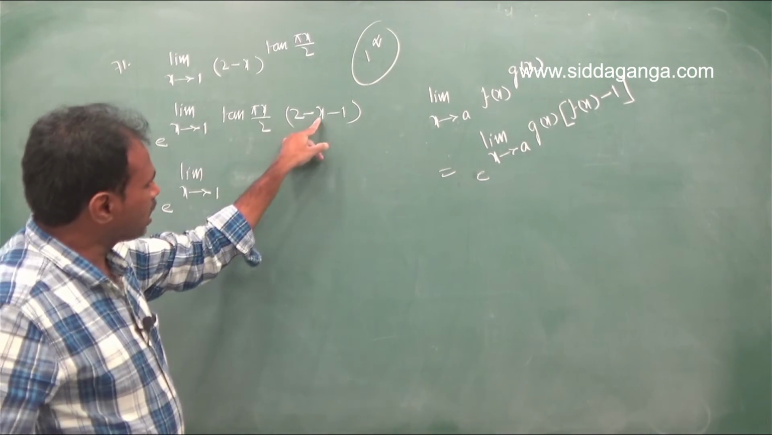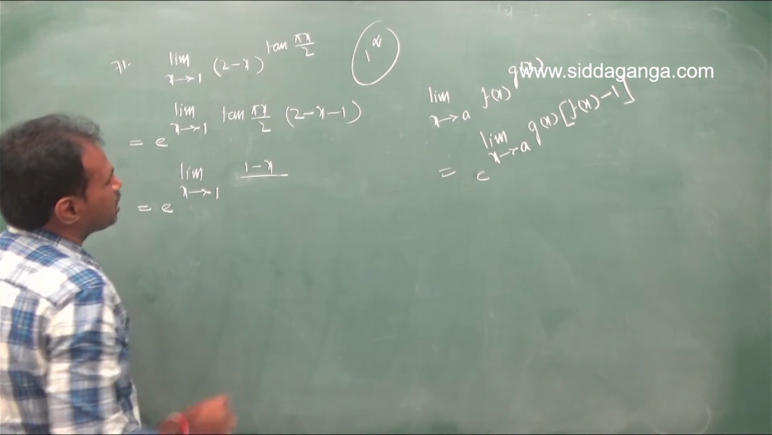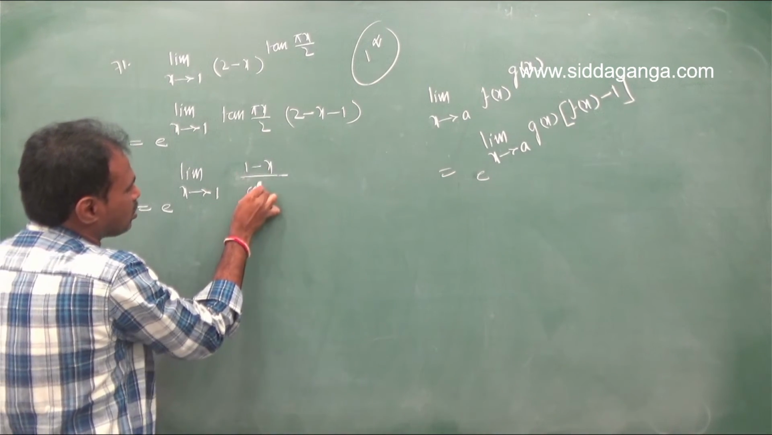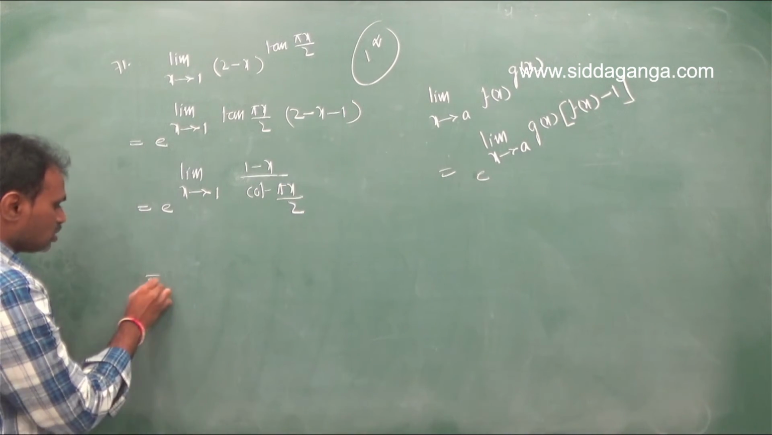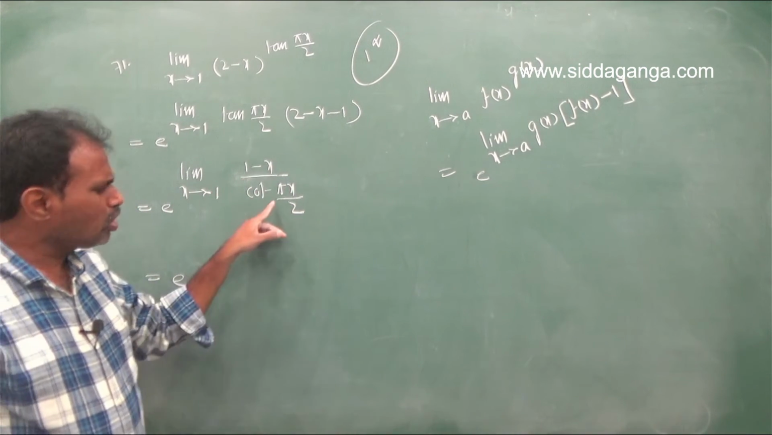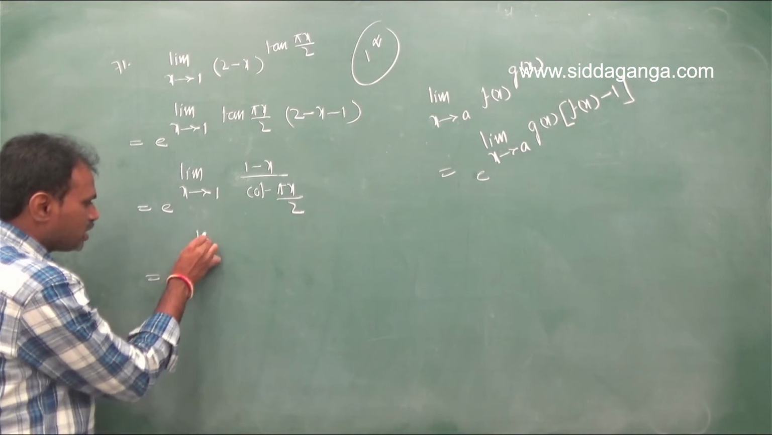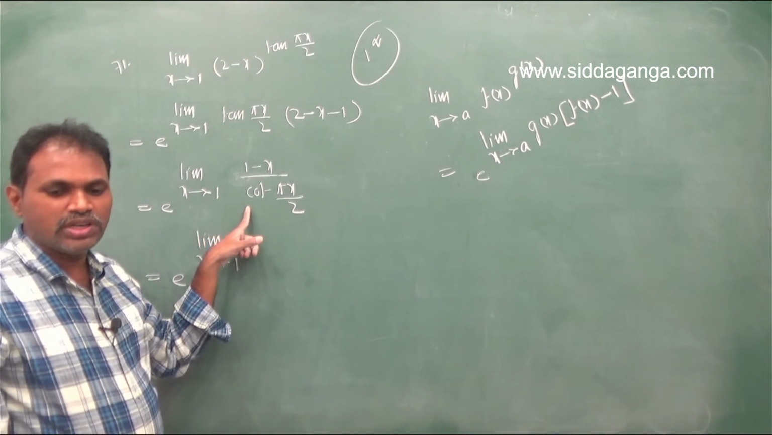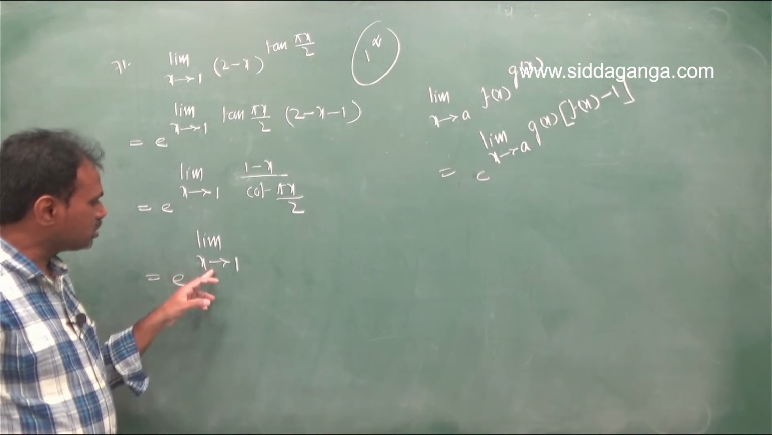Here, 2 minus x minus 1 is 1 minus x, so it becomes 1 minus x divided by tan pi x by 2, which you can write as 1 minus x divided by cot of pi x by 2. Now, if you put x equal to 1, 1 minus 1 is 0, and cot pi by 2 is 0, so it is 0 by 0 form. If you put x equal to 1 directly in the function, it is converted into 0 by 0 form. That's why I apply the L'Hospital rule, that is e power limit x tends to 1.